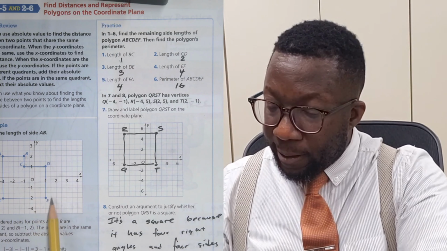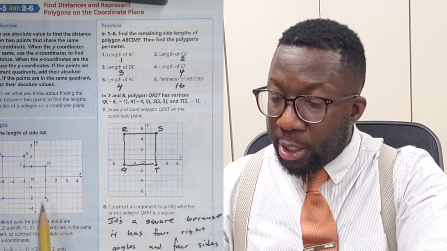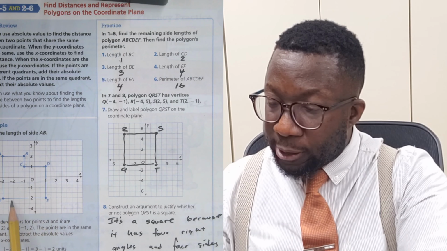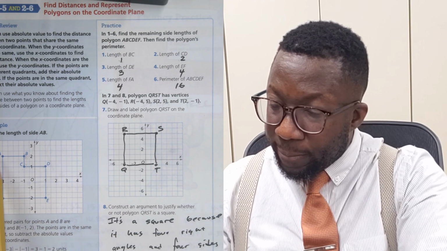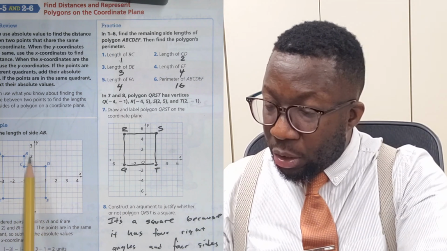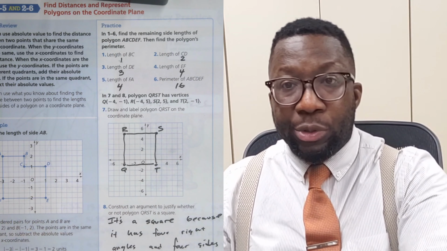For number 2, CD is equal to 2 units. For DE, this is equal to 3 units. EF is equal to 4 units. FA is equal to 4 units. And then the perimeter, adding all these sides together, would be equal to 16.